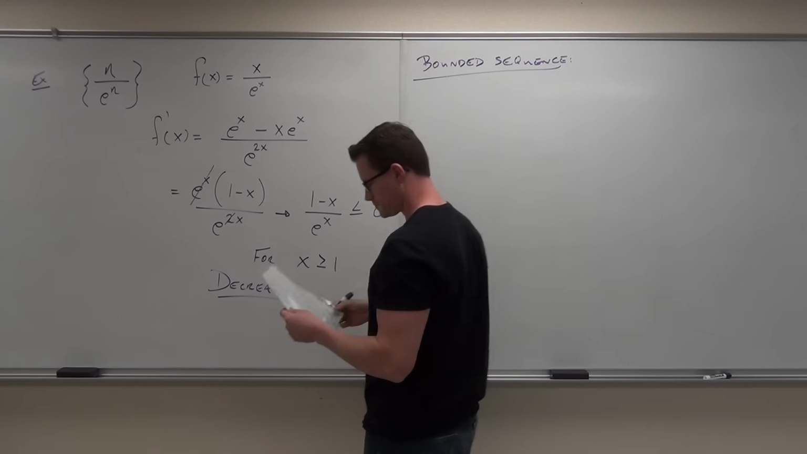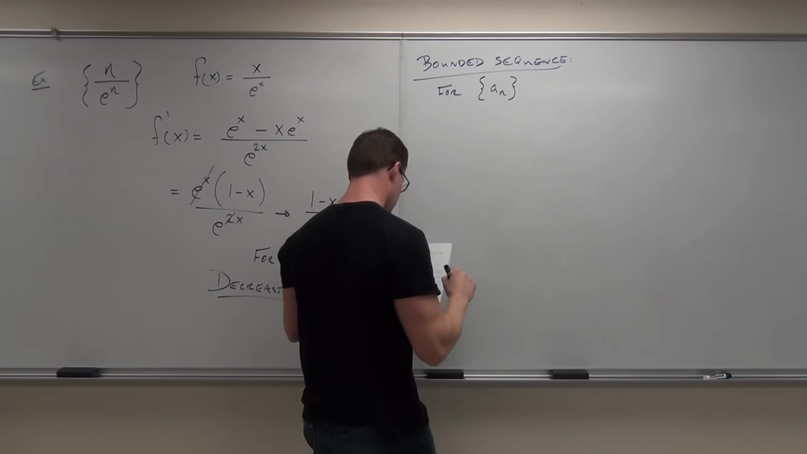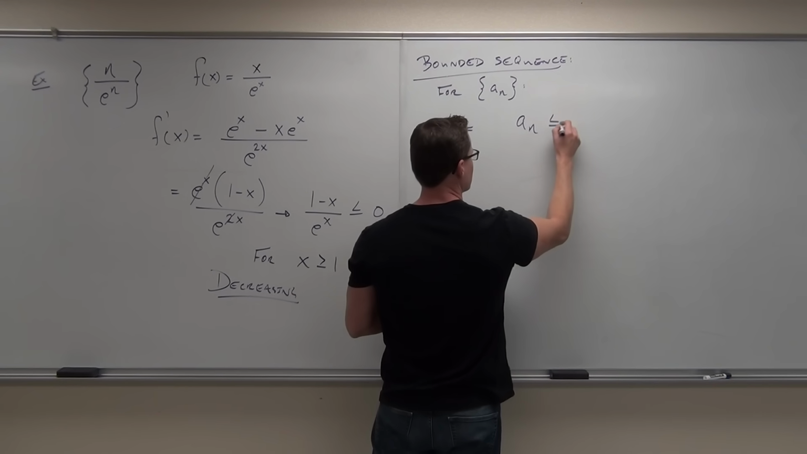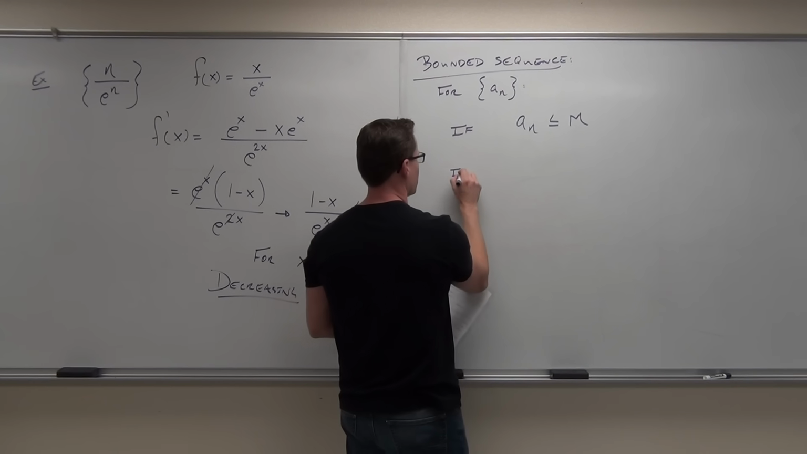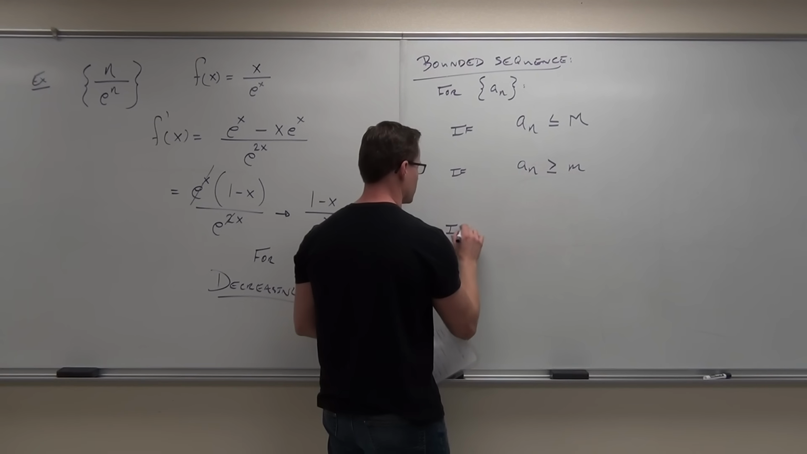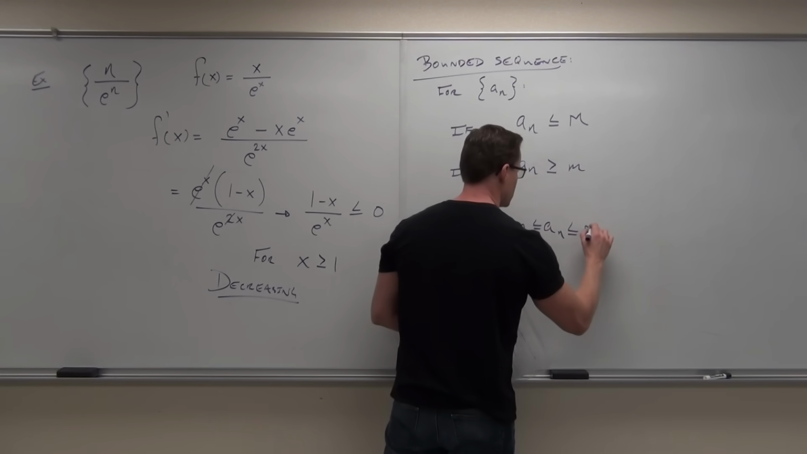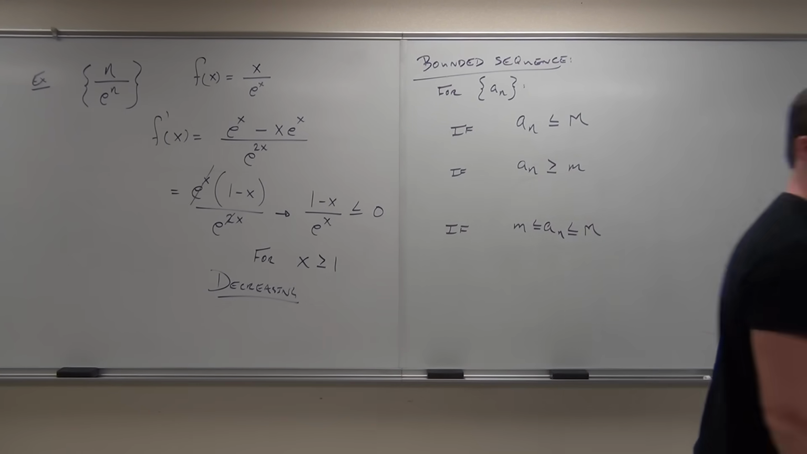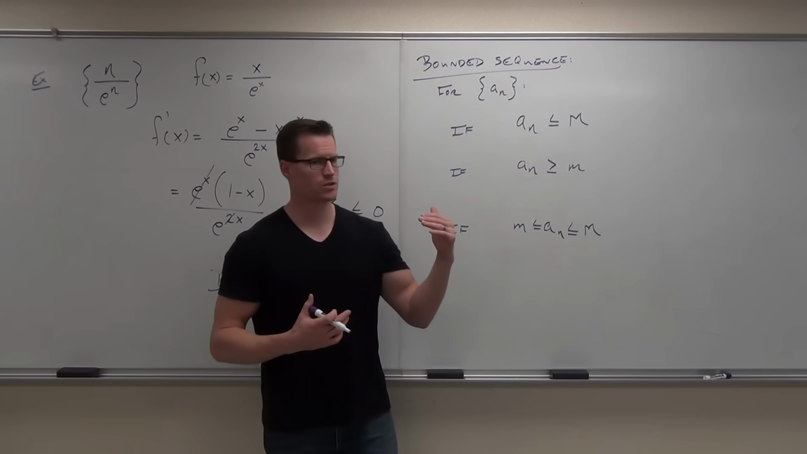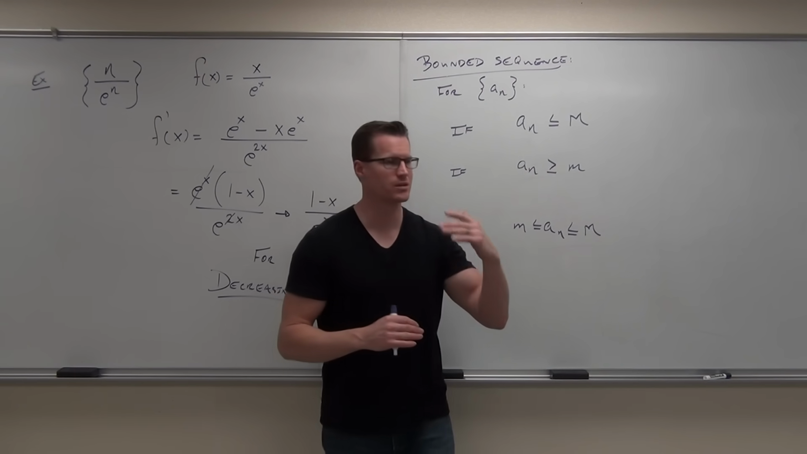A bounded sequence. For some sequence, if a sub n is always less than some number, if a sub n is always greater than some number, if a sub n is always between two numbers. Bounded means this idea that the sequence is contained somewhere. The sequence never goes above a certain number, the sequence never goes below a certain number, or the sequence is between two numbers forever. Does that make sense to you? That's what bounded means.